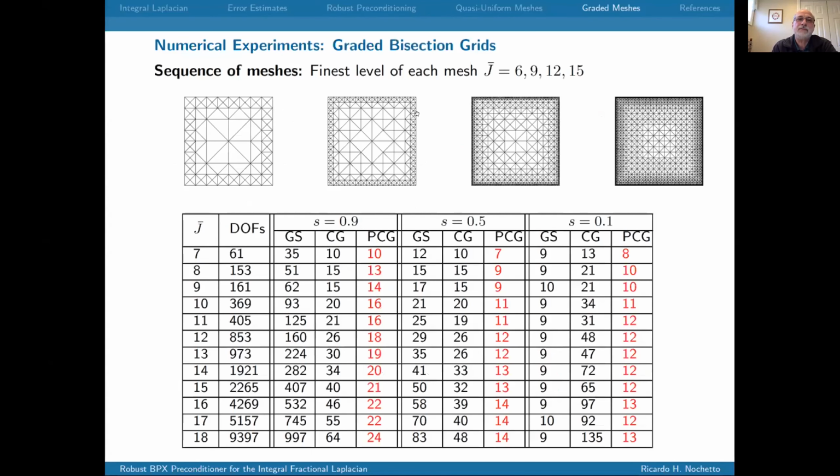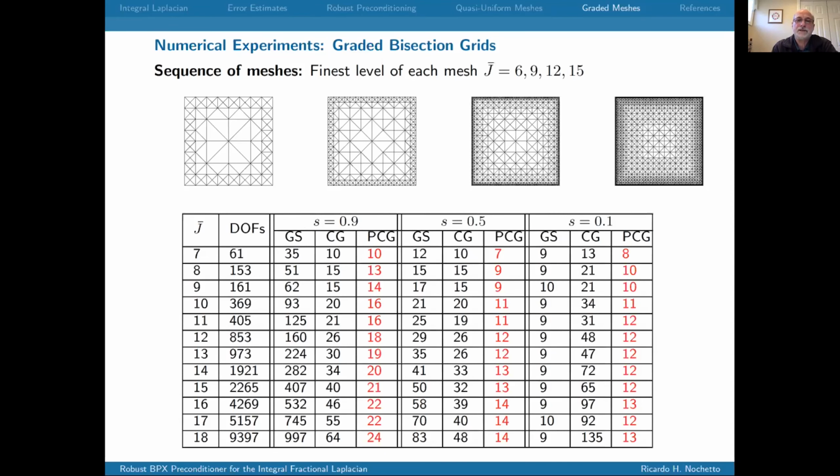And here is the same for graded bisection grids. Here you have maybe a sample of grids for levels 6, 9, 12, and 15. And here are the results. Again, in red, you can see the performance. This is very stable in terms of levels and also in terms of S. As you move to the right, you see the numbers don't increase. In fact, they are quite stable.